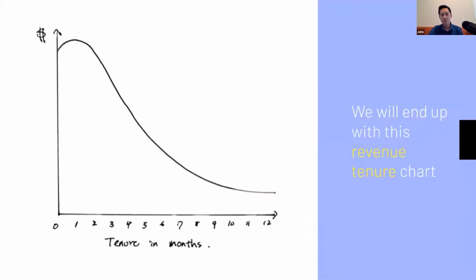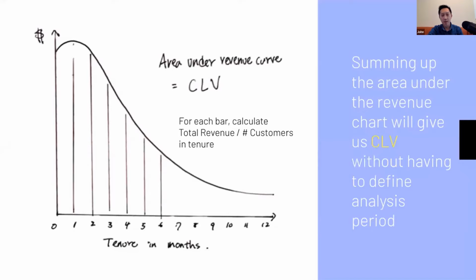So then the name of the game becomes very simple. The CLV is basically just the area under the revenue curve, right? The CLV is just the area under the revenue curve. What we want to do then is look at the revenue under each of these bars between 0 and 1 month, 1 and 2 months, and then divide by the number of customers who placed an order in that month. Okay, so then when you add up all of these bars, you're going to get a CLV value that will work generally pretty well for your store, and it's simpler. Then you don't have to define the analysis period because it stops when your order history stops.